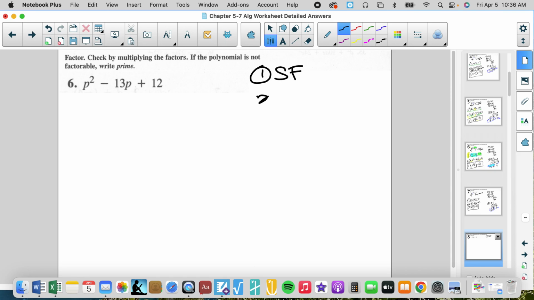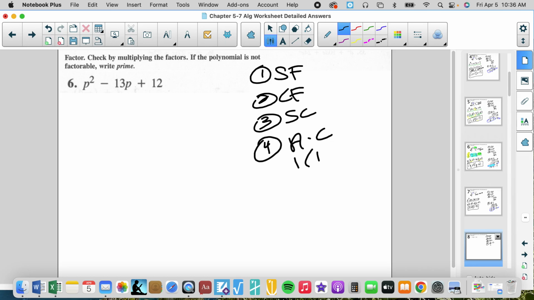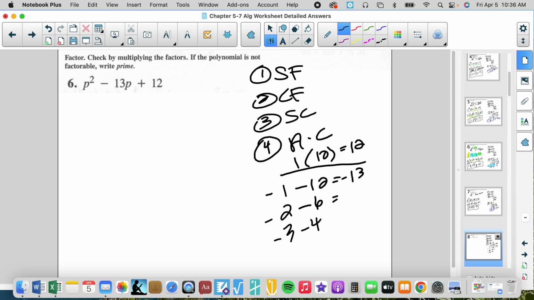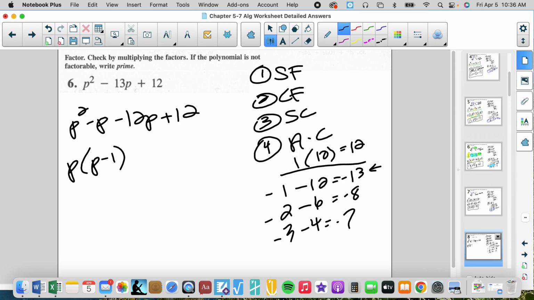Standard form, common factor, special case, A times C. So A is 1, C is 12. Factors of 12 are 1 and 12, 2 and 6, 3 and 4. Signs are the same, both are negative. And now we're cooking real quick. We can get through this super fast, 13. So we get p squared minus p minus 12p plus 12. We're going to factor out a p from the first, that's p minus 1. We're going to factor out a negative 12, that's p minus 1. And we get p minus 1, p minus 12.